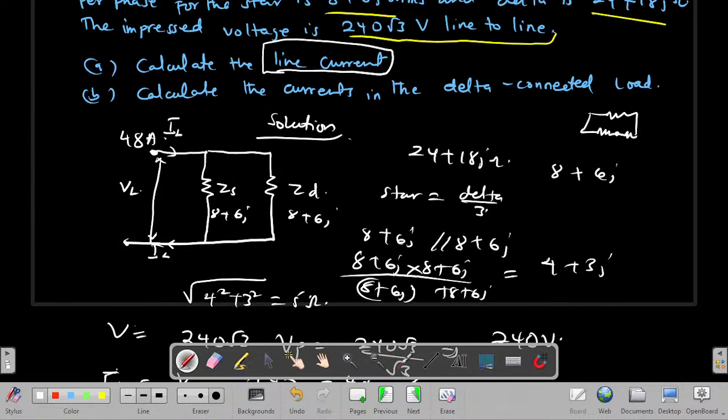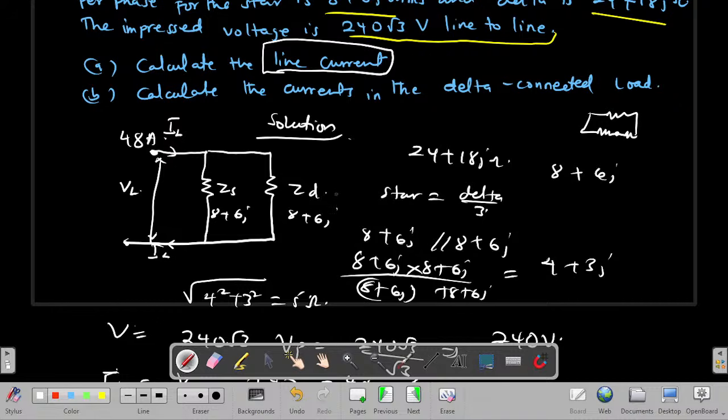What's the next question saying? He said calculate the current in the delta connected load. What is the delta connected load here? So here, for us to find the current in only the delta, meaning that we need to find the voltage across the delta phase alone. Then you also find the impedance and you can get a current.